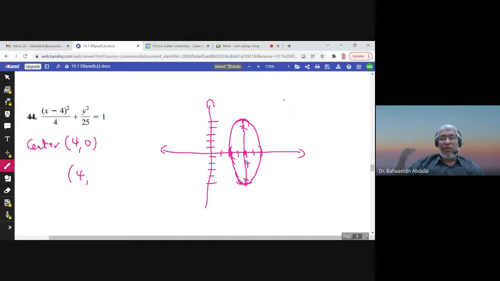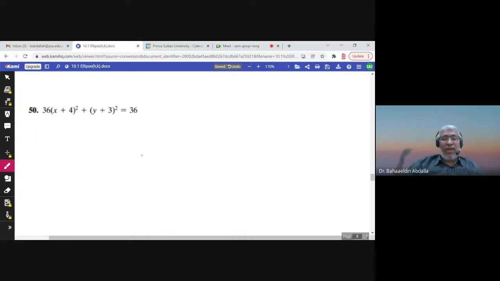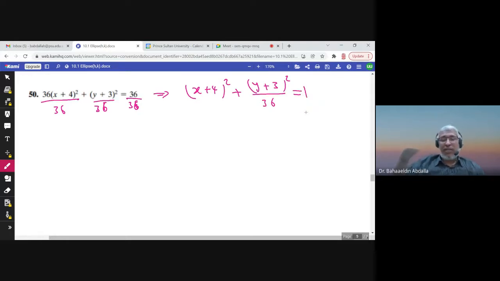What is C? C square is 21. C is square root of 21. So it's 4 plus or minus square root of 21. These are the coordinates of the foci. I divide by 36. So I'll have x plus 4 to the power 2 over 36 equals 1.